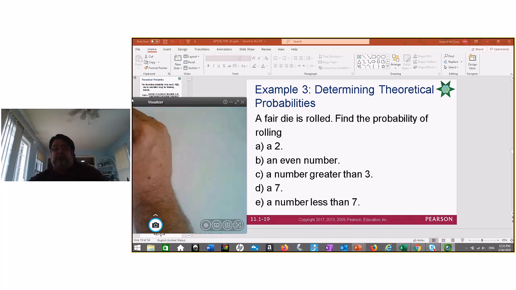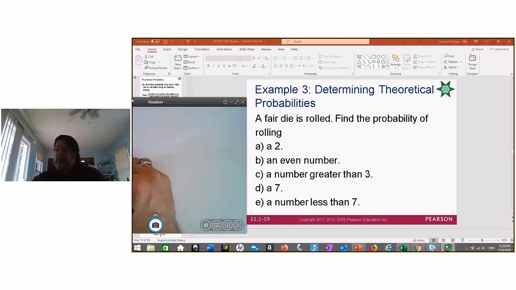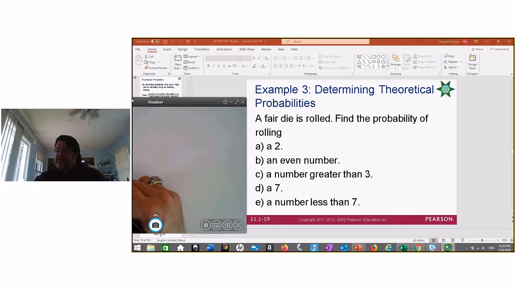A, a 2. B, an even number. C, a number greater than 3. D, a 7. And E, a number less than 7.